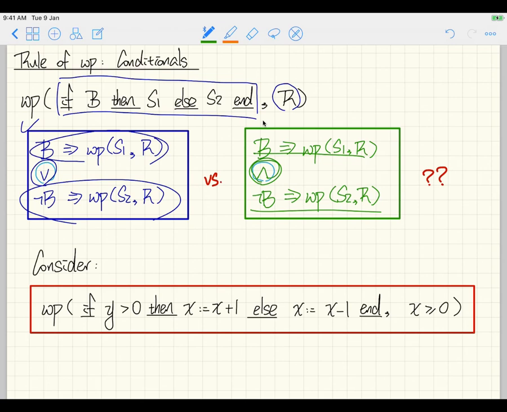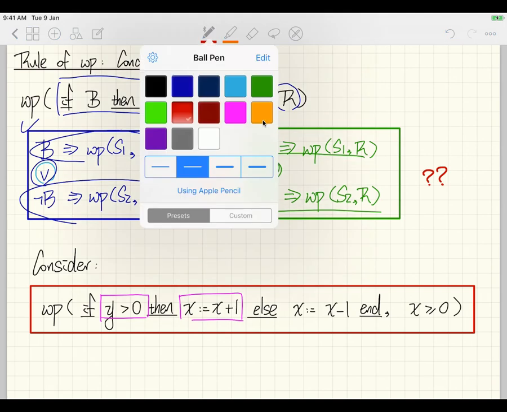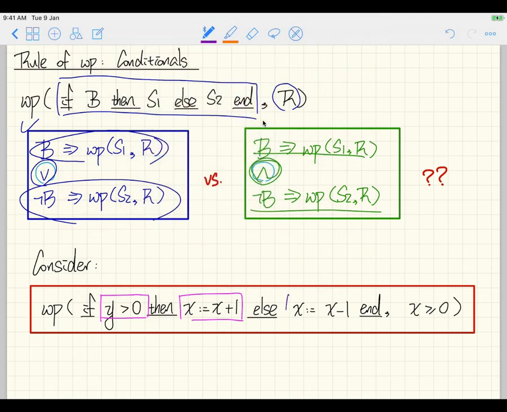Let me use a different color here. Let's say if y is larger than 0, then we will do branch number 1, the pink. If y is not larger than 0, then we will do, let's say, purple, in which case x is decremented. Oh, they look the same. I lose the purpose of that. How about orange? Okay, that's better. So either we go for x is incremented or x is decremented, and the postcondition is we want x to be larger than or equal to 0.